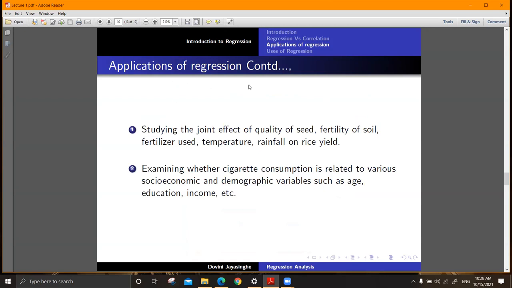Right. Applications of regression continued. Studying the joint effect of quality of seed, fertility of soil, fertilizer use, temperature, and rainfall on rice yield. Can any one of you tell me what are the x variables in this example and what is the y variable? I want answers. Unmute and speak, please. Rice yield means the resultant of rice that you gain.